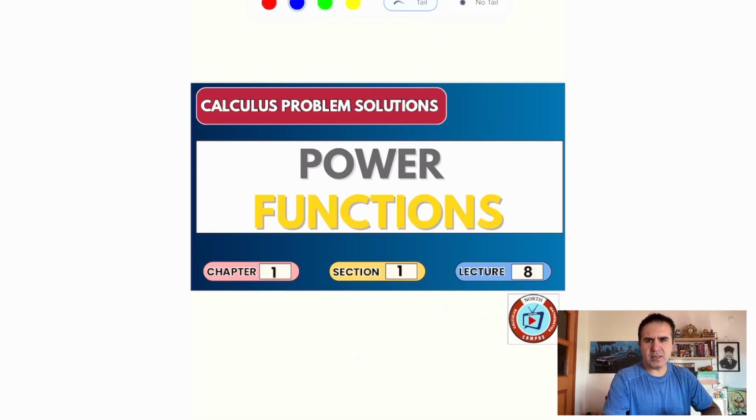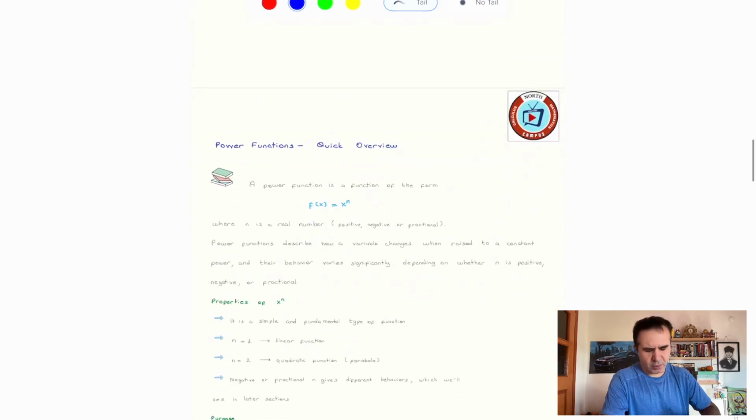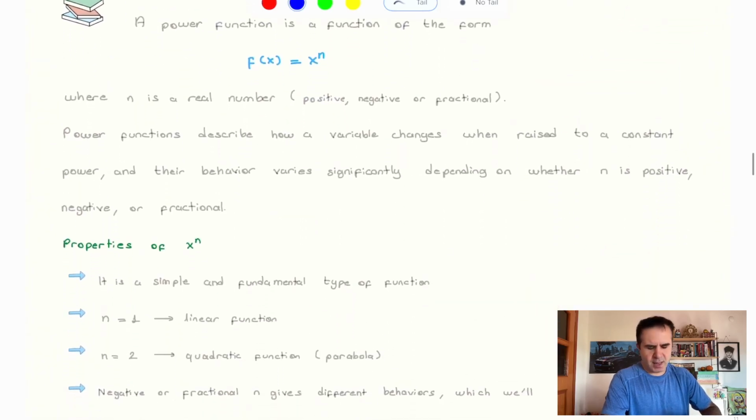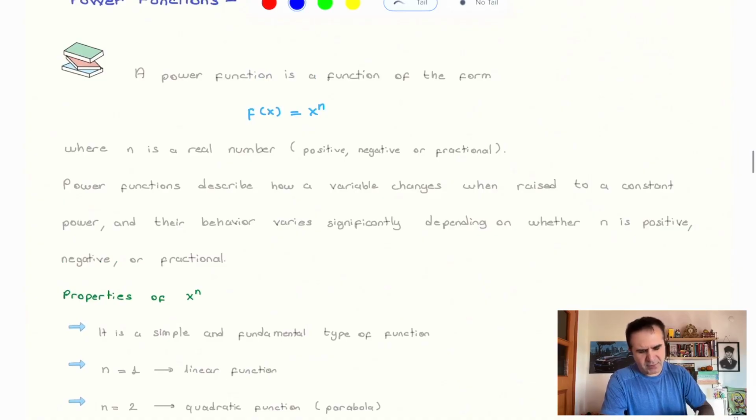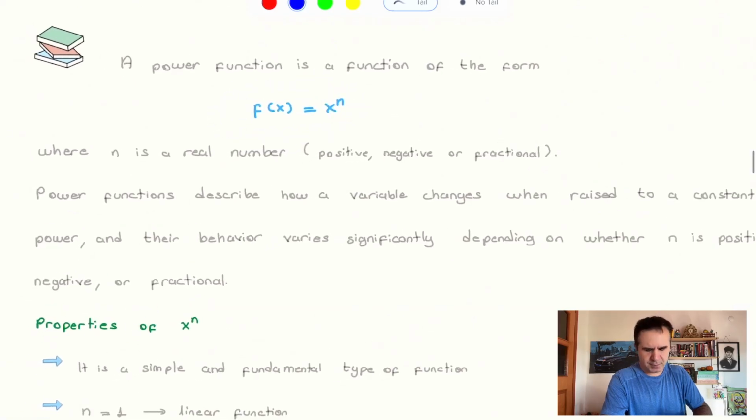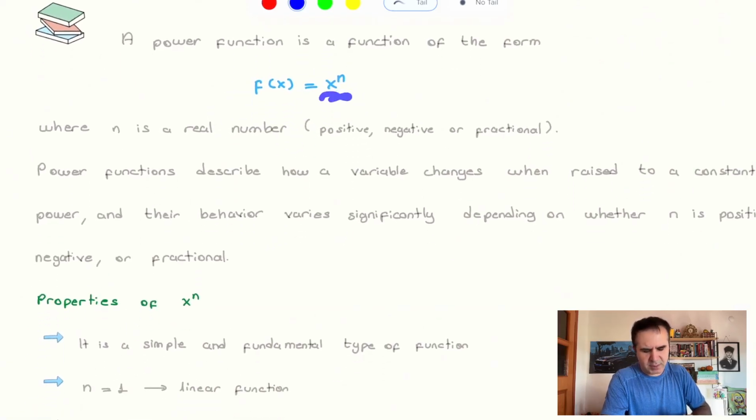Let's start with a quick overview of power functions. A power function is a function of the form f of x equals x to the n, where n is a real number, positive, negative, or fractional. Power functions describe how a variable changes when raised to a constant power, and their behavior varies significantly depending on whether n is positive, negative, or fractional.